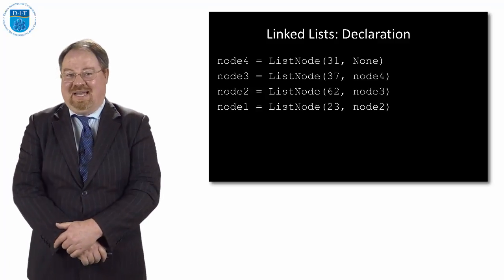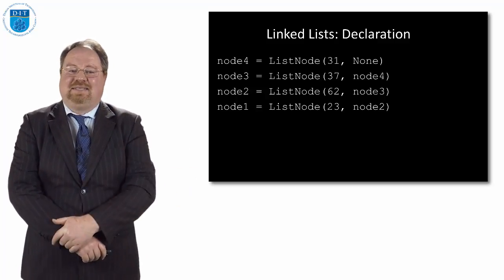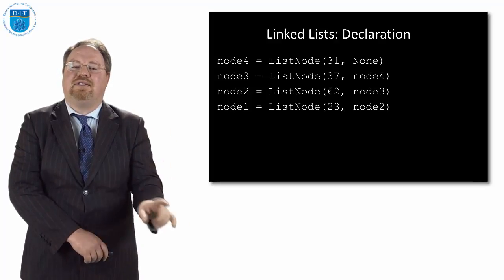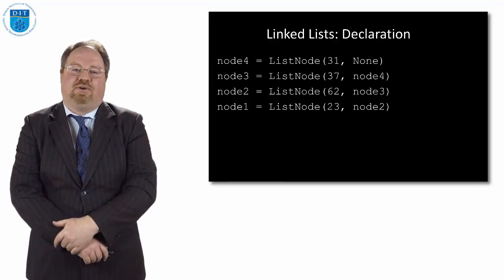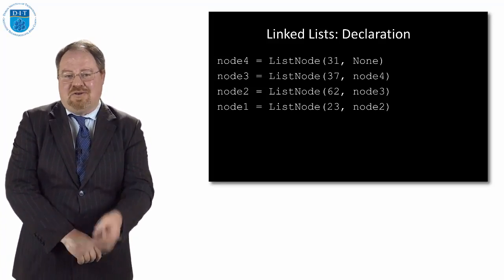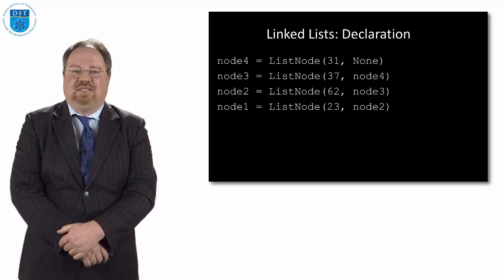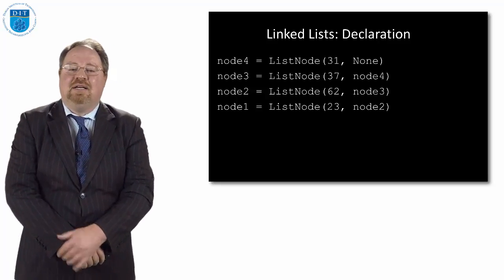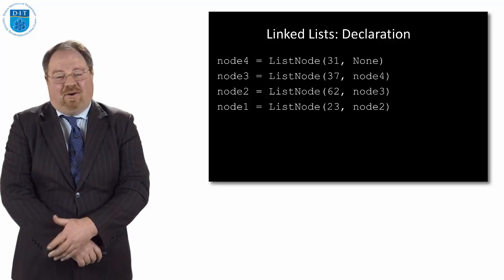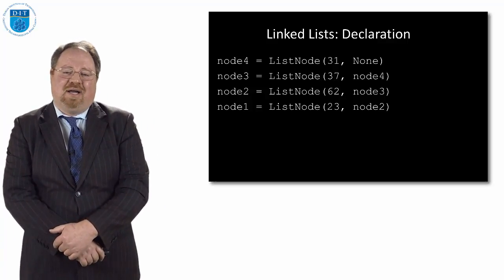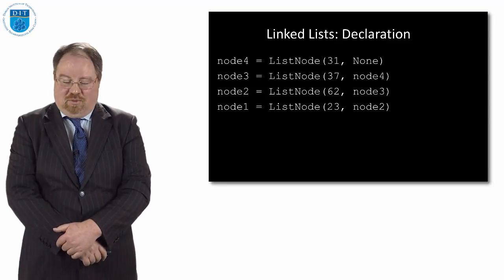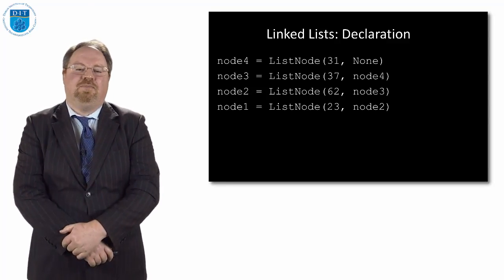But in essence, what we get is that linked list with 23 pointing to 62 pointing to 37 pointing to 31 pointing to none, and we'll recall that in Python the null value is represented as the word None, capital N, small o-n-e. In other languages the word is null or a zero, depending on what the language is, but in Python it's None, N-O-N-E. So when we talk about a null value, in Python we mean the word None.